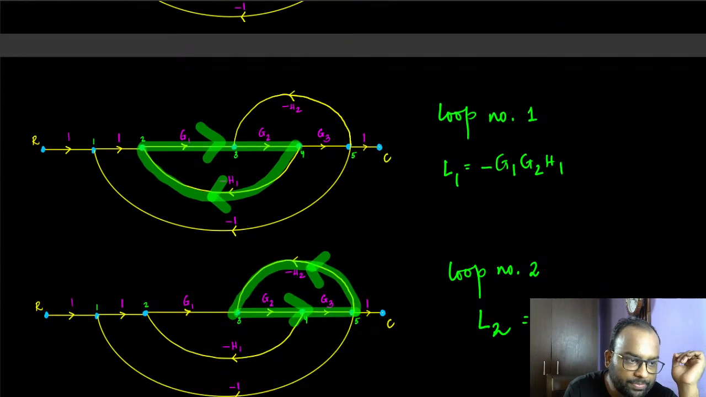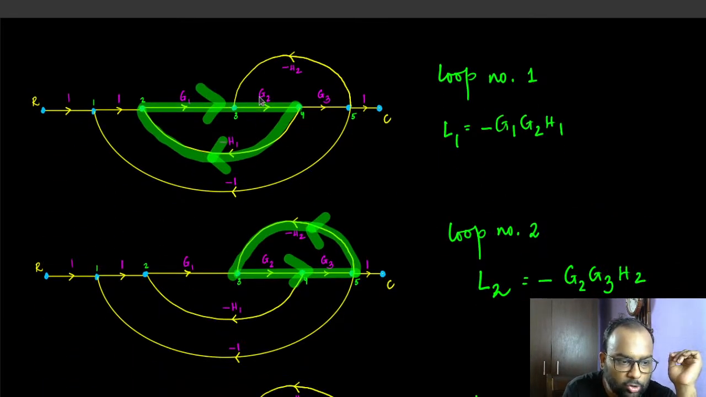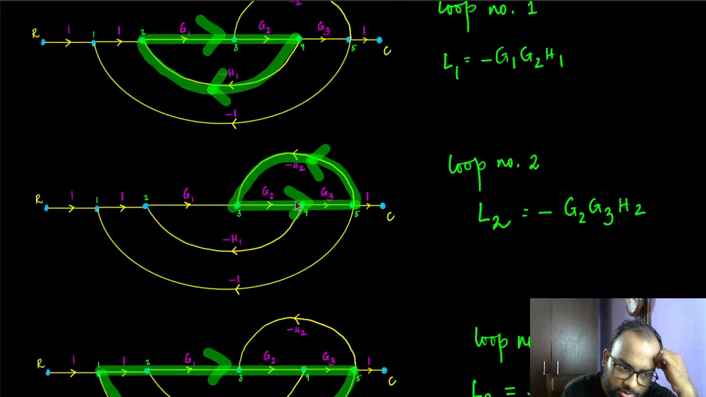Now look at loop number 1 and loop number 2. This is loop number 1 and this is loop number 2. Do they not share a common branch? Are they touching or are they non-touching? The answer is that they are not non-touching. They are touching in fact, because this branch here is in common. So essentially these two loops are touching loops because they share a common branch.